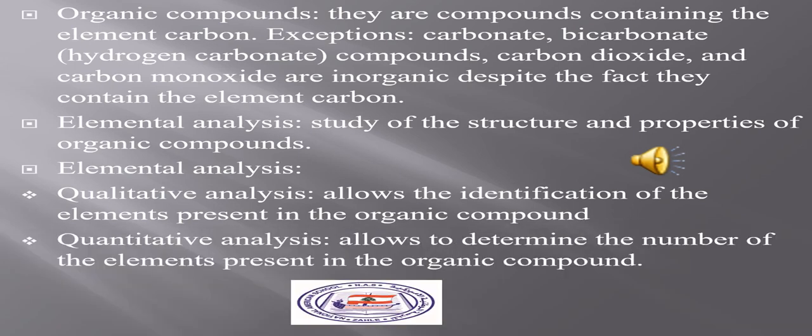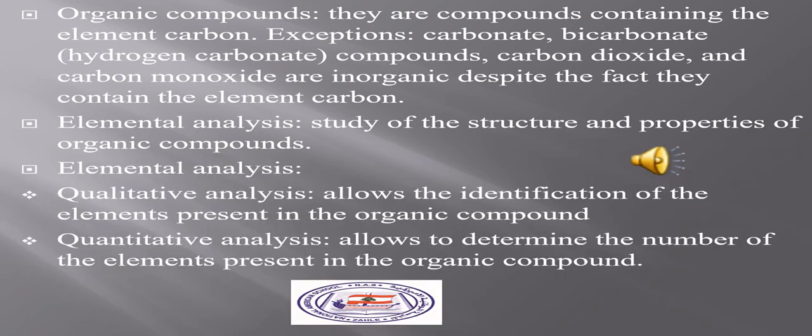We start with the qualitative analysis. Qualitative has the word quality in it. It allows the identification of the elements present in the organic compound. So when you run a qualitative analysis on an organic compound, you will conclude from this analysis that in this compound we have the elements carbon, hydrogen, oxygen, maybe nitrogen, maybe sulfur, and so on.